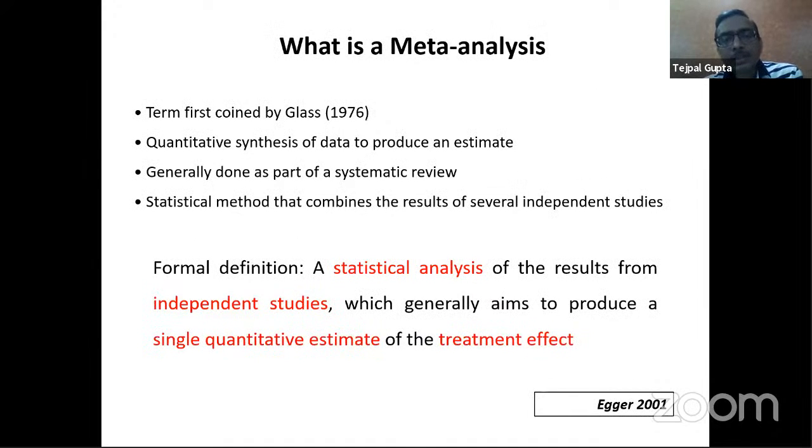Now, what is a meta-analysis? Meta-analysis is generally done as a part of a systematic review. The formal definition as given by Egger was it's a statistical analysis of the results from independent studies, which generally aims to produce a single quantitative estimate of the treatment effect. The term was first coined by Glass in 1976, and as I said, it's generally done as part of a systematic review.